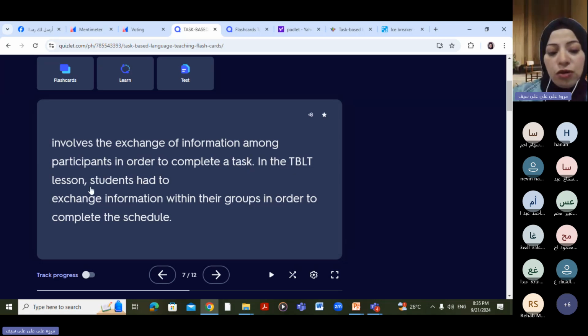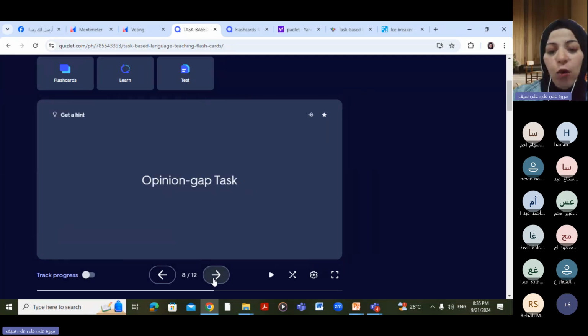In this lesson, the task-based lesson, the students have to exchange information within their groups in order to complete the schedule. So they had a schedule, and this is the task, and they had to work in groups to fill in the table, the timetable or the schedule. So this is an example of an information gap activity or technique for the task-based learning approach.